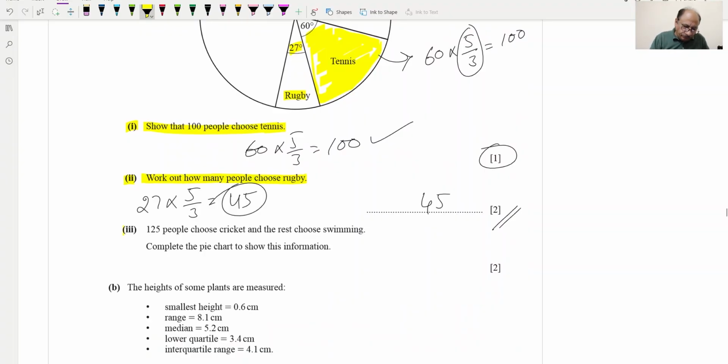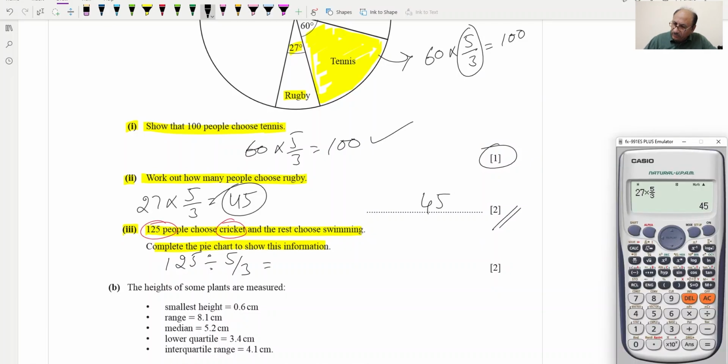Part 3 says 125 people choose cricket and the rest choose swimming. Complete the pie chart. So 125 people are choosing cricket. So for cricket, basically we have to divide 125 by 5 over 3 because we require going from people to degrees. If we have to convert degrees to people, we multiply by 5 by 3. Now we are reversing that one.